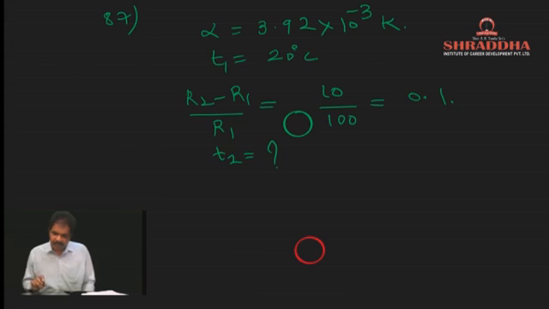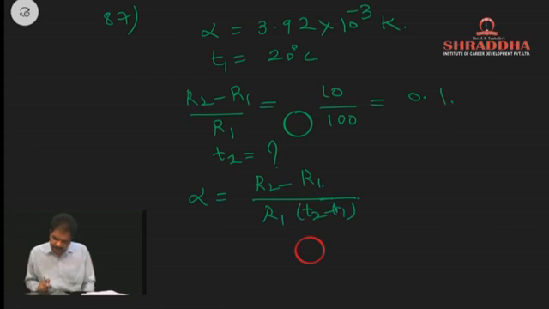To what temperature it is raised? That they are asking. So there is a wire. It is at the temperature 20 degrees centigrade. Its alpha value will be this one. We increased the temperature so that its resistance is increased by 10%. What is the value of T2? We know the formula alpha is equal to R2 minus R1 by R1 into T2 minus T1. So here 3.92 into 10 power minus 3. R2 minus R1 by R1 value will be 0.1. T2 minus T1, T2 minus 20.